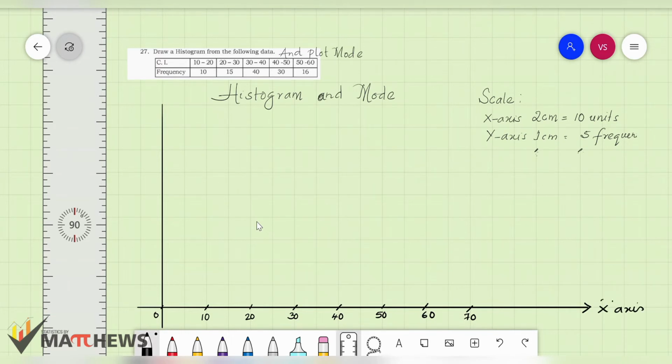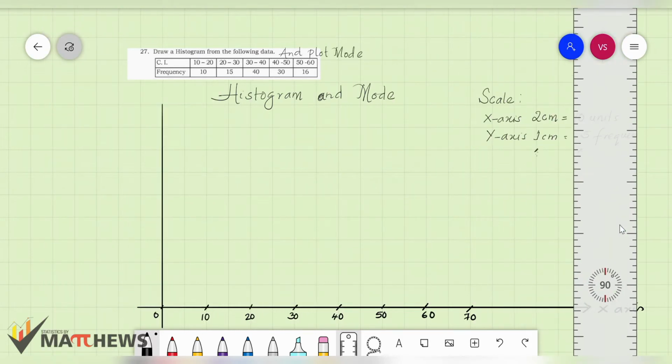Okay, likewise I'll be doing it for the y-axis. On the y-axis, 1 centimeter is equal to 5 units. This is 5, 10, 15, 20, 25, 30, 35, 40 and 45. Okay, this is the y-axis.